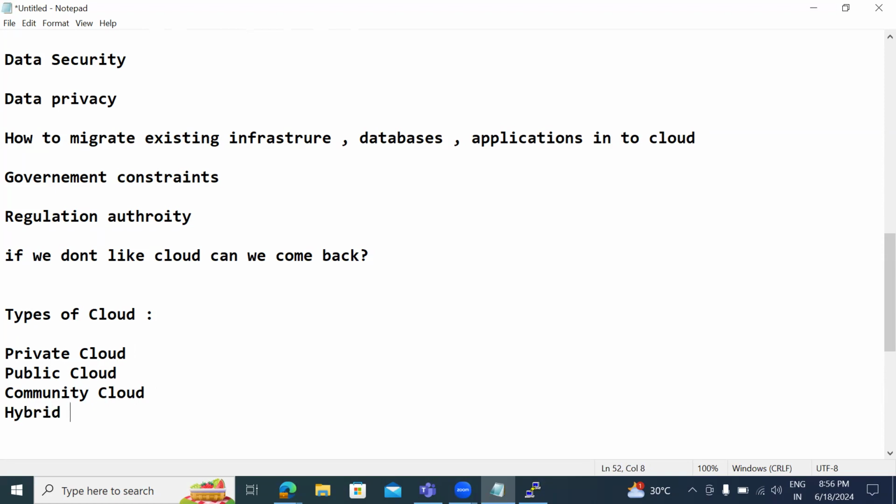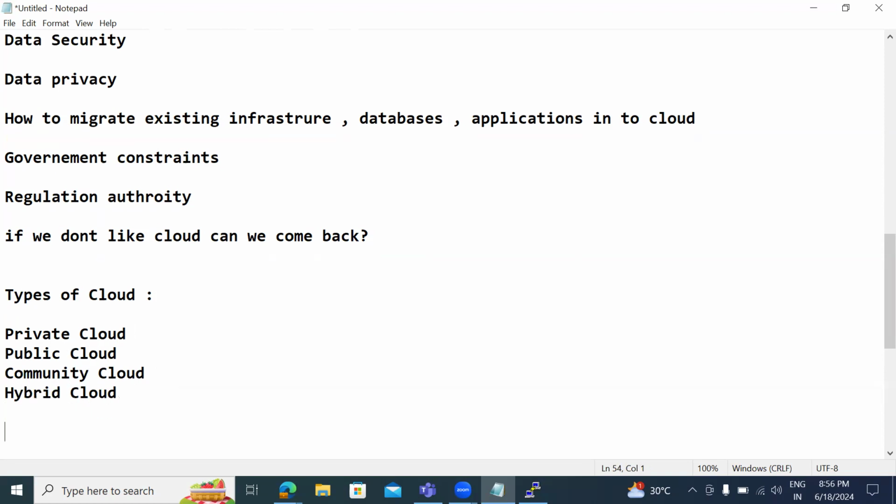Okay, so what is the meaning of private cloud? We are going to build a cloud that is exclusive for our company employees only. Others are not able to access that cloud. Okay, so we are going to keep a cloud exclusive for our company itself. Then others can't use that cloud. Those employees can work from home or from their office, and they can access it.